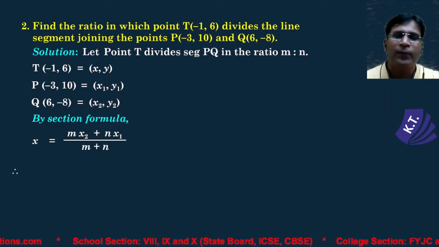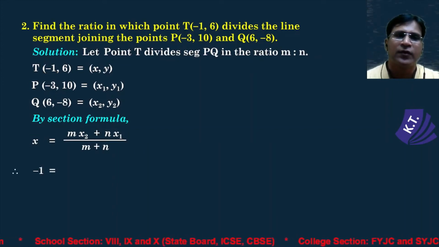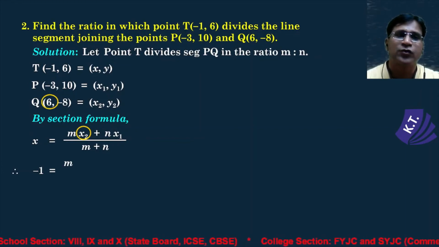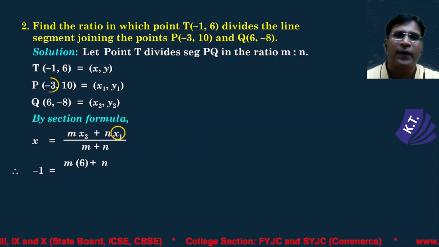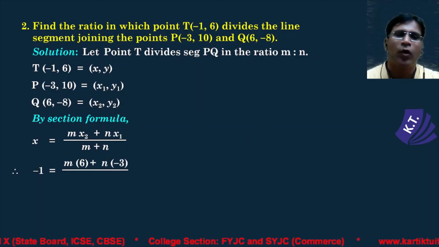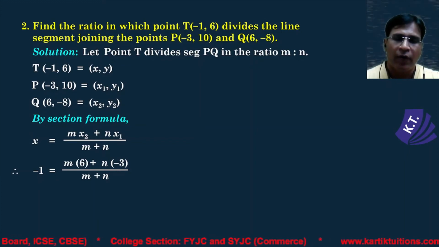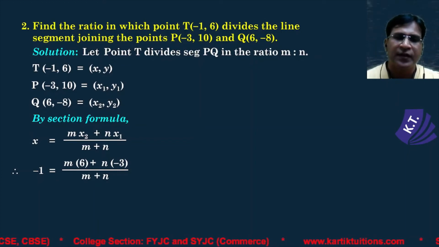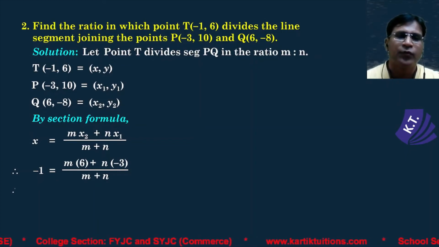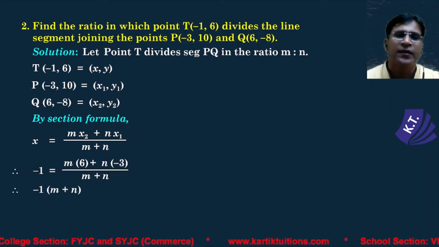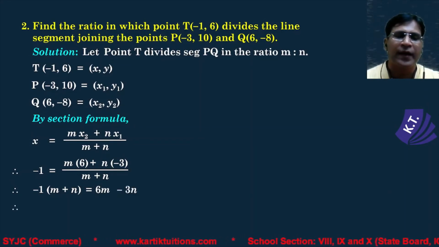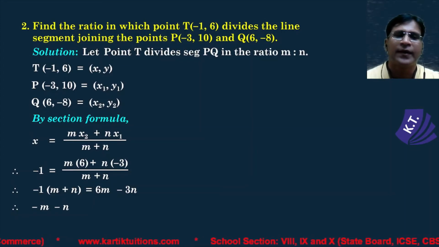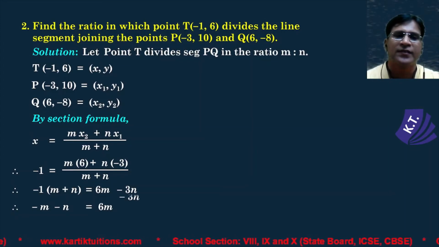Now what is our x value? It is -1, so -1 is equals to m into our x2 is 6, so into 6 plus n into our x1 is -3, so into -3 upon m plus n. Now on right hand side in a denominator we have m plus n. I can shift it to left hand side, so it becomes -1 into m plus n is equals to 6m minus 3n. Now -1 into bracket will give us minus m minus n is equals to 6m minus 3n.